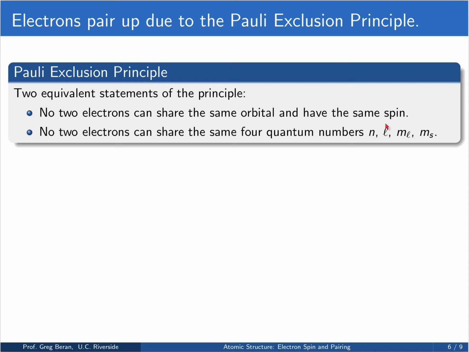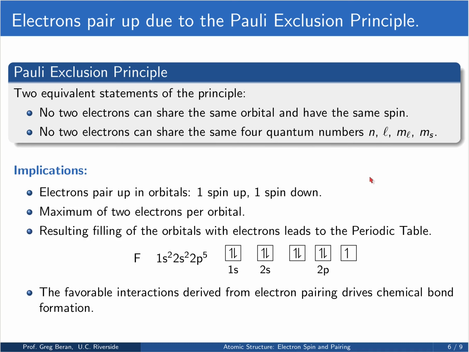And these are equivalent because, of course, n, l, and m sub l determine the orbital, and m sub s determines the spin. So if you have the same set of quantum numbers for all four, then you're going to have the same orbital and the same spin. But this has some really profound implications. First off, because there are only two possible spin states, for any given orbital, any set of the first three quantum numbers, there's only two possible electrons that can be in there, one with spin up and one with spin down.